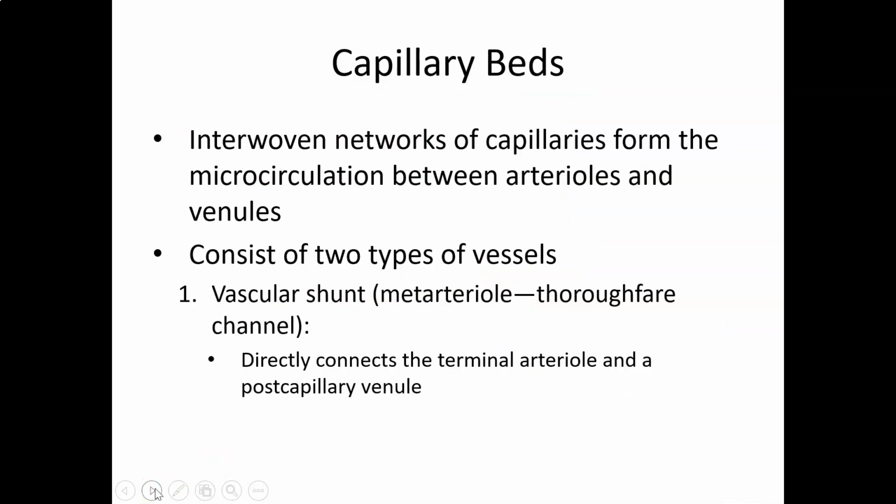Capillary beds are these networks of capillaries between the arterioles and the venules. There is a straight shot. You can go straight from artery to vein. It's called a vascular shunt. Most of the time, however, blood will be routed out in this network of capillaries between the veins and arteries. And that would be what we call a true capillary.